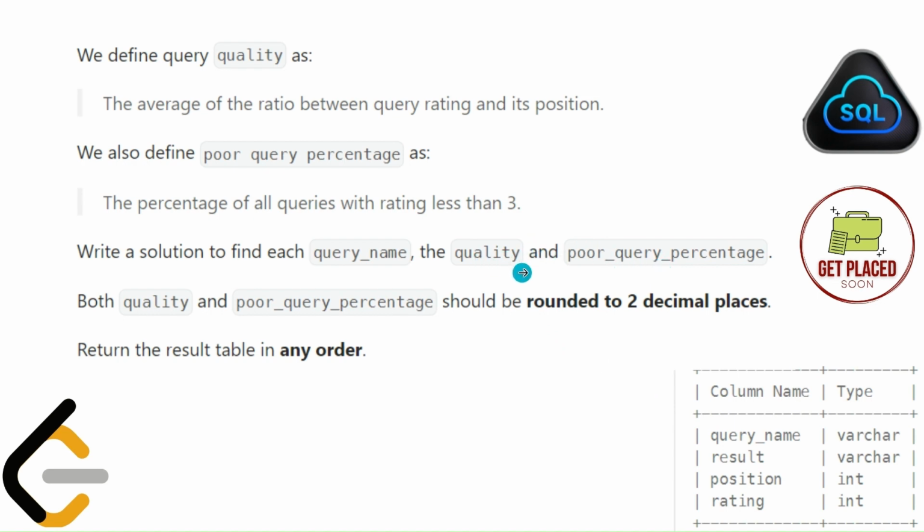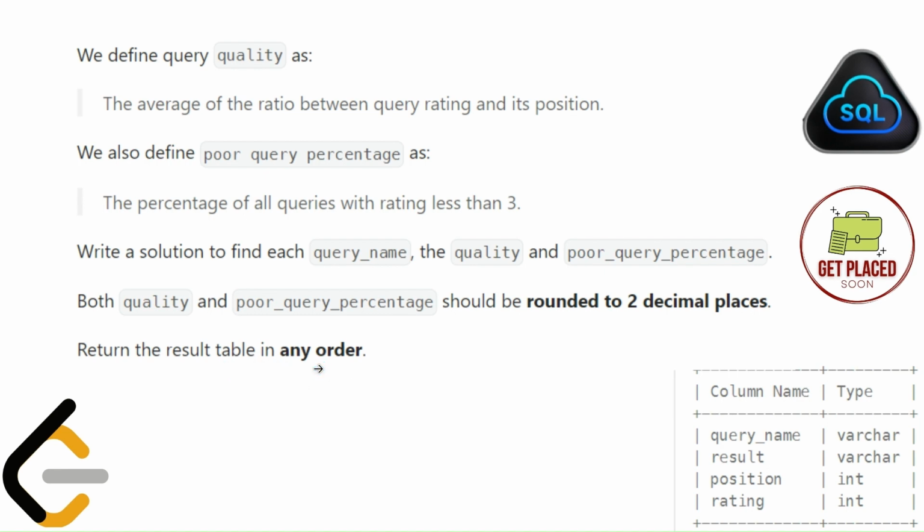First, let's understand what is quality. They have defined that in the problem statement. Quality means the average of the ratio between query rating and its position. The second thing is finding out the poor query percentage. You know what a poor query is: a rating less than 3. So we are supposed to find the percentage of all the queries which have a rating less than 3. After finding all these values, all the values should be rounded to 2 decimal places. And the result can be returned in any order.